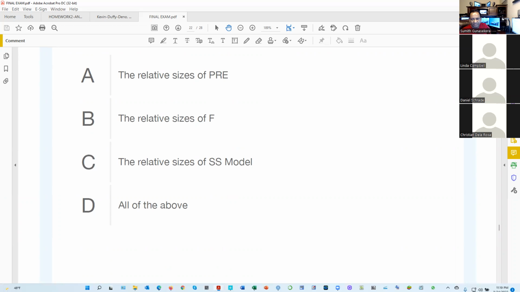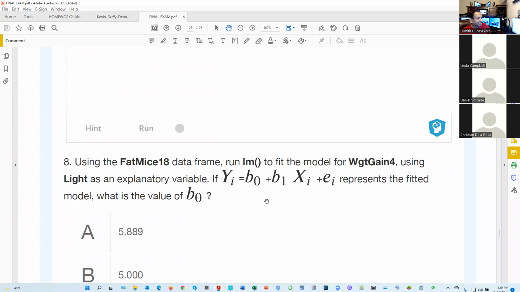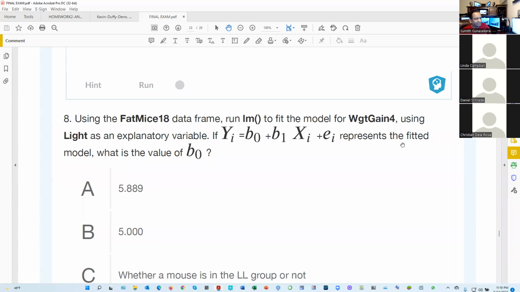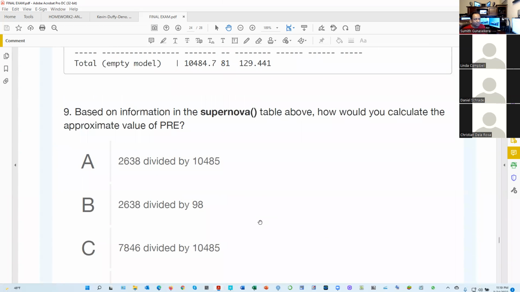Okay, so all of the above. That's one. Then, using the fat mass data, run LM to fit the model weight gain using light as an explanatory variable, and so on. What is the b0? Anybody who has done that one knows that would be A. Find this one, and you go to number 8.